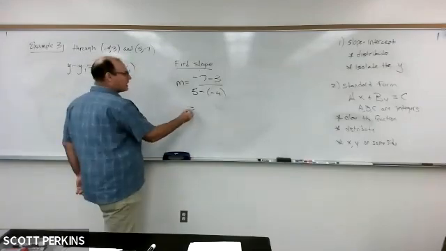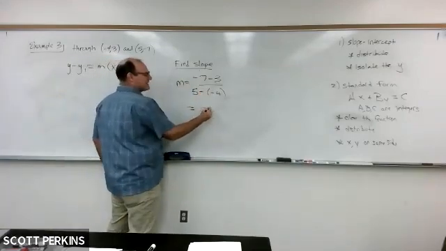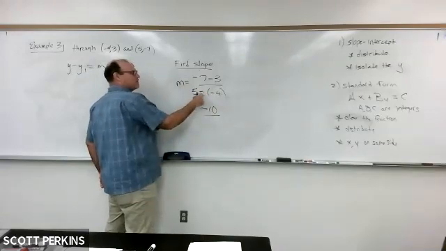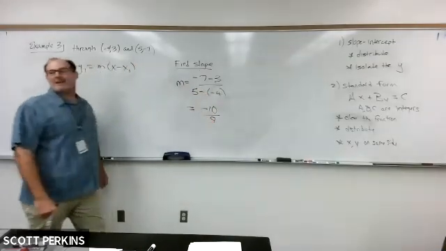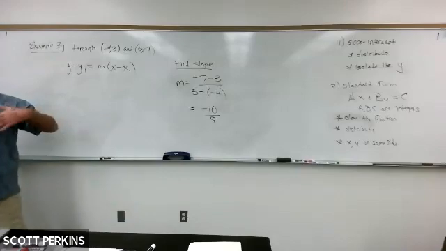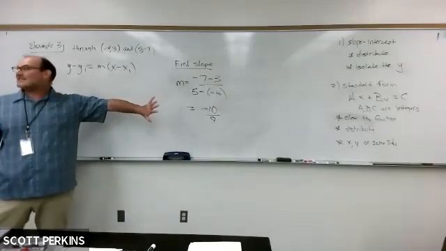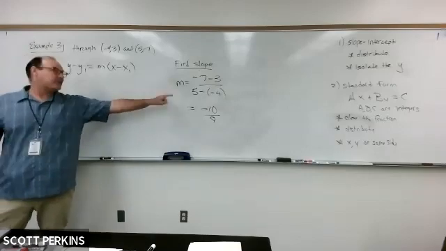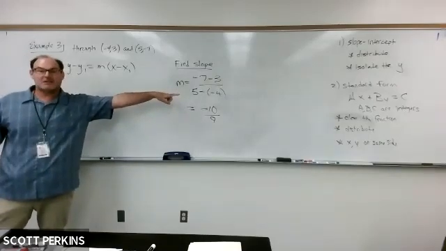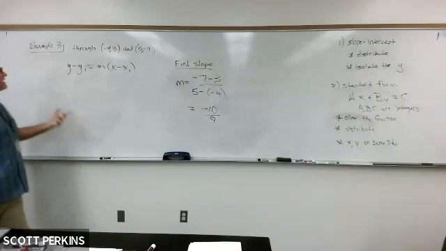So my slope becomes negative 7 minus 3. That's negative 10 at the top. 5 plus 4 is 9 in the bottom. And now I have the information that we were given in the last problem. You with me? It's the same problem. You had to use something previous to figure this part out. All right, so here we go.